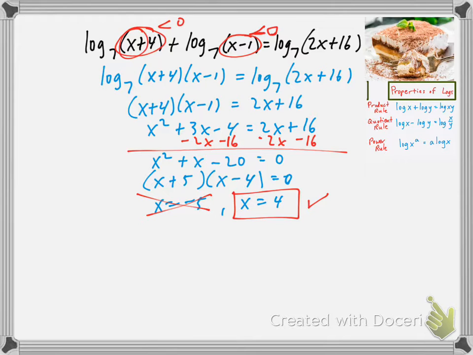Even though you could put negative 5 in place of this x, because 2 times negative 5 is negative 10, plus 16 is 6, which is a positive number, all the negative 5 has to do is make one of these arguments less than 0. That's when we would cross it out, and we just get x is equal to 4.